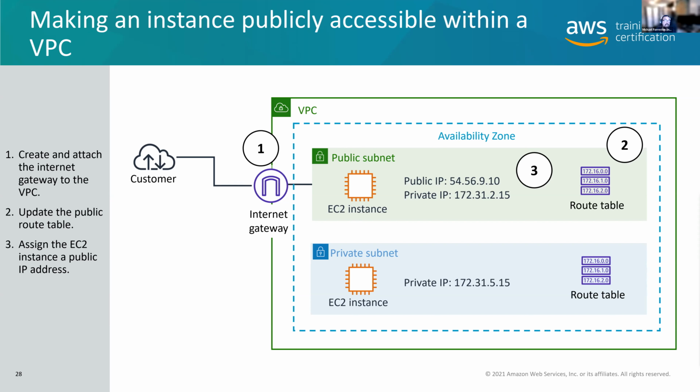A question that commonly comes up in the Solutions Architect Associate level exam is they'll say, we've attached an internet gateway, we've updated the routing table to point towards the internet gateway. What's the last step that we need to do in order to enable this EC2 instance to talk to the internet? And the answer is assign the EC2 instance a public IP address. So just be aware that does pop up frequently as a question on the exam.